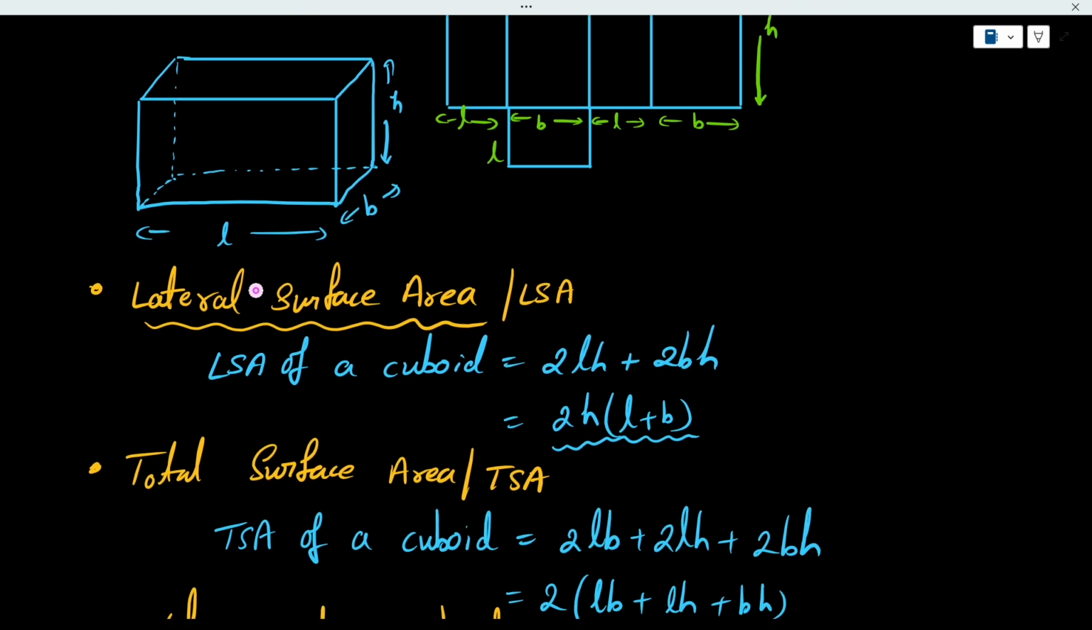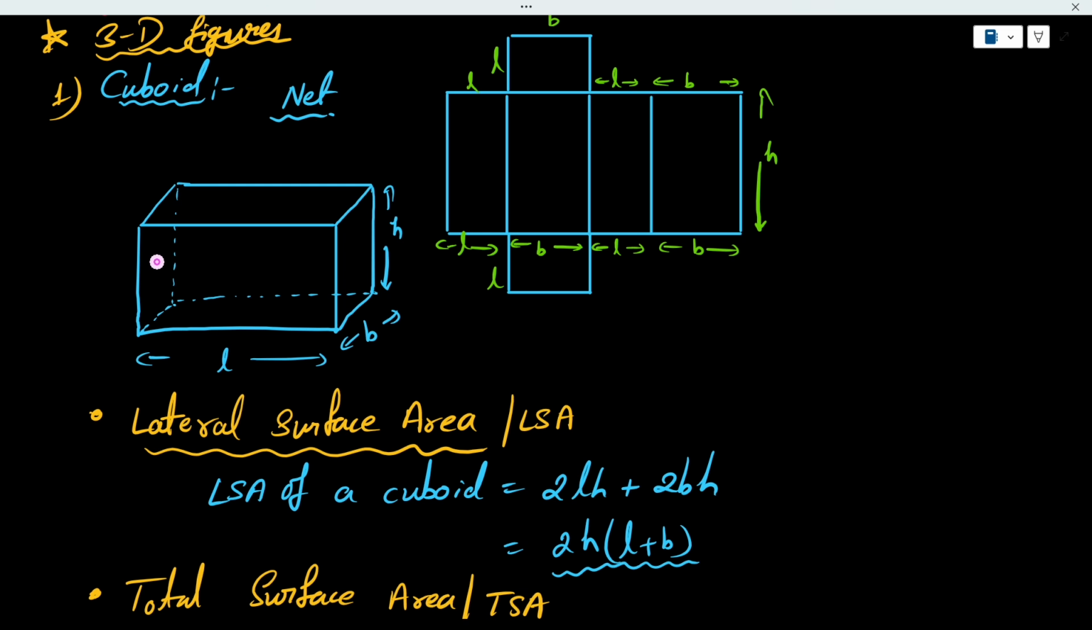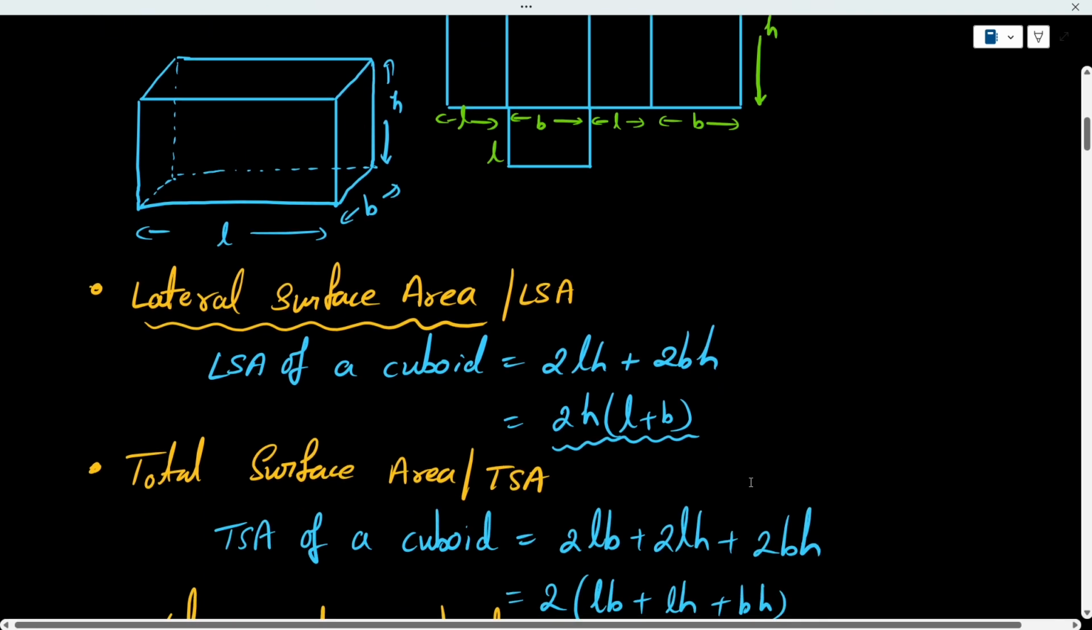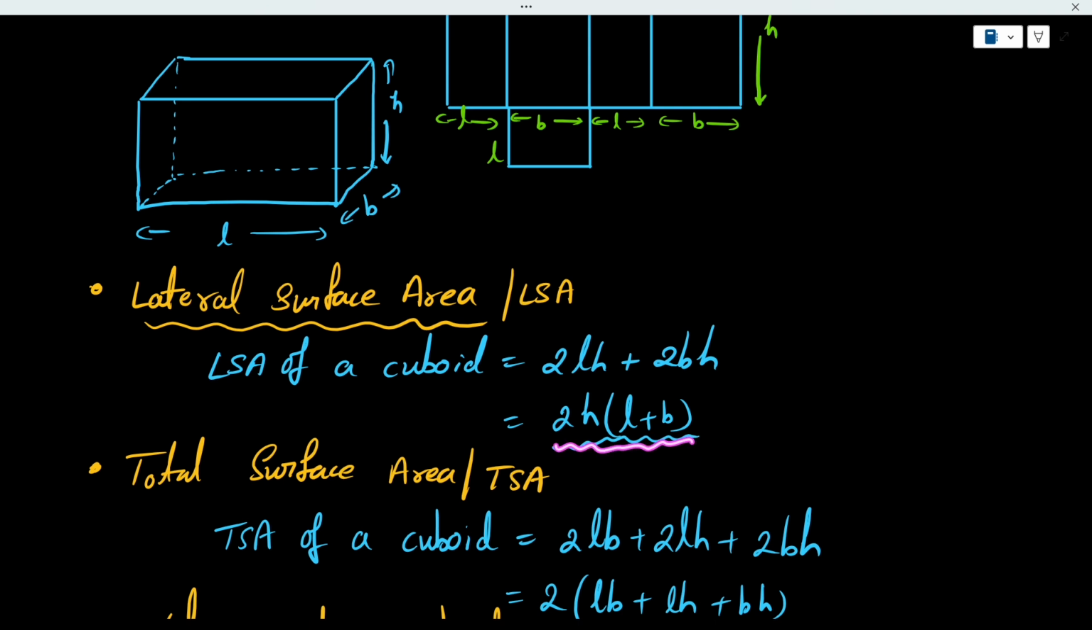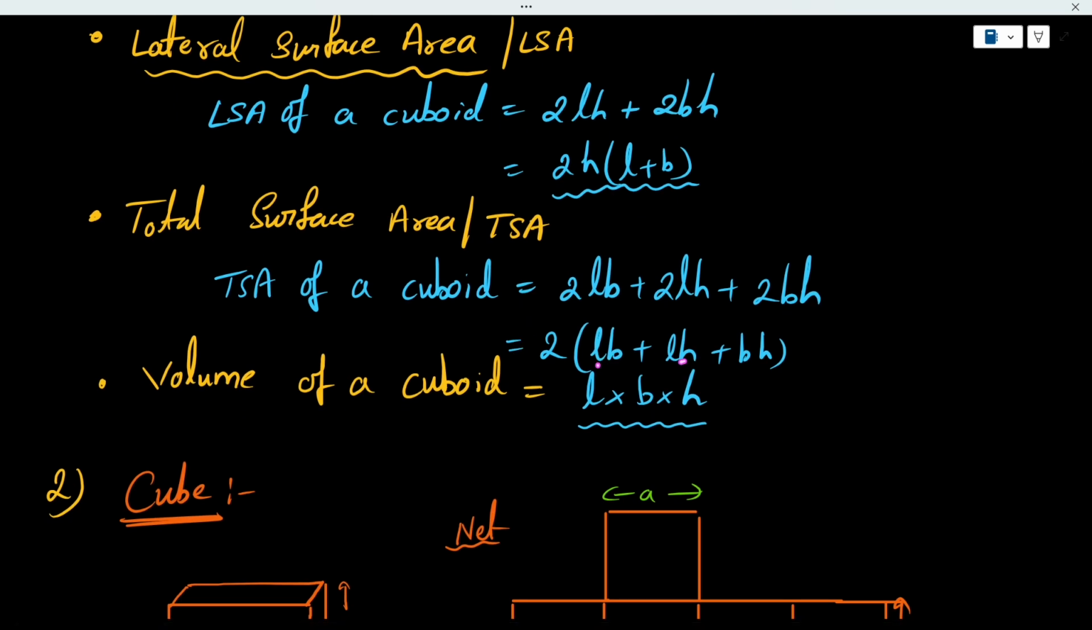Now if you take the surface area, it will be the sum of all its faces' areas. Whenever we take lateral surface area, what is the meaning of lateral surface area? When you are talking about the four vertical faces surrounding it, excluding bottom and top, it will be 2 times LH plus 2 times BH, and 2H is common, so 2H(L plus B). Similarly, total surface area includes top and bottom also, so it will be 2LB plus 2LH plus 2BH, and 2 is common, so 2(LB plus LH plus BH). And the volume of the cuboid is L times B times H, right?